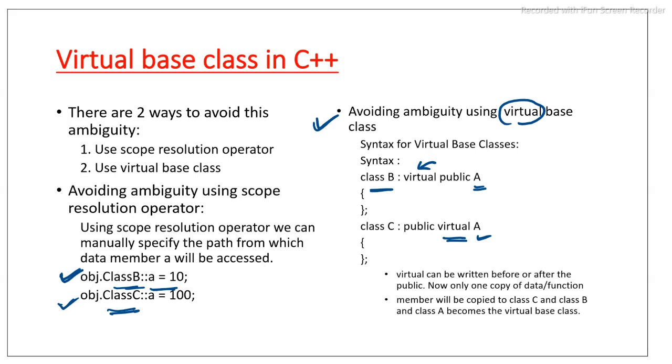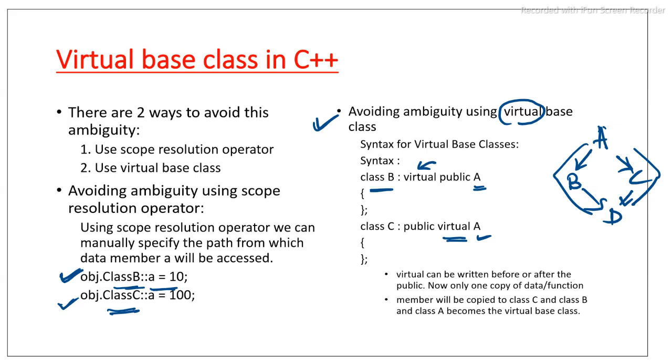Virtual can be written before or after the derivation type public, and now only one copy of the data or function will be received, and this particular class becomes virtual. Take this kind of inheritance, let's say A, B, C and D. This is a diamond inheritance or multipath inheritance. Here we are making this path virtual, so only one copy of the data or member function will be copied, and the derived class will receive a single data or function, not multiple.